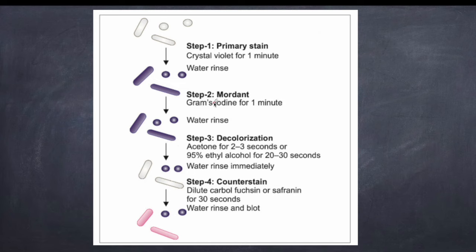Here in this diagram, it is showing the primary stain, crystal violet for 1 minute, then rinse it with water. Then step 2 is mordant, gram's iodine for 1 minute, then rinse. Then step 3 is decolorization, acetone for 2 to 3 seconds, and then rinse immediately. Step 4 is counter stain, dilute carbol fuchsin or safranin for 30 seconds, and then rinse with water.